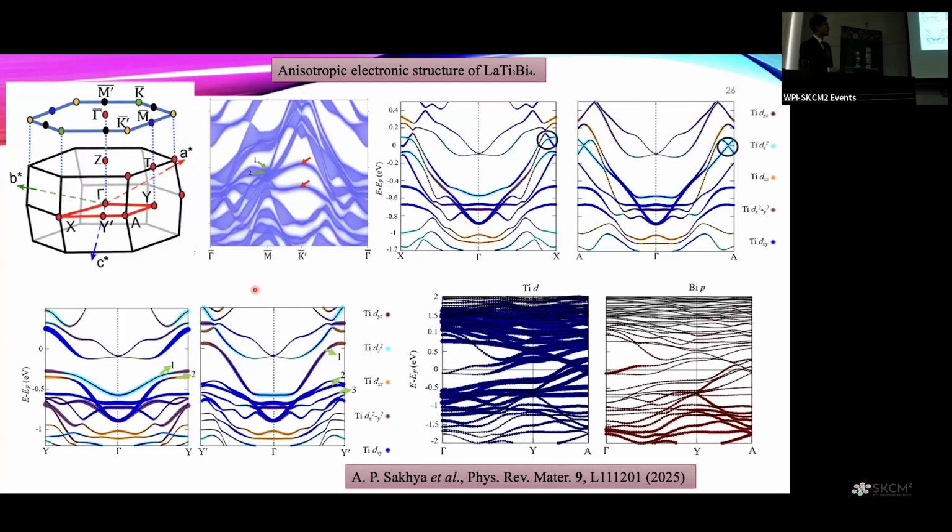Again, along y gamma y and y prime gamma y prime. y gamma y is your m gamma m, and y prime gamma y prime is your m prime gamma m prime. So along one direction, you don't see a van Hove singularity around here, but along the other direction, you see a van Hove singularity. And again, these van Hove singularities come from titanium d orbitals, which you can see from these calculations also. If you look at the states near the Fermi level, all of these states have contributions majorly from titanium d orbitals.